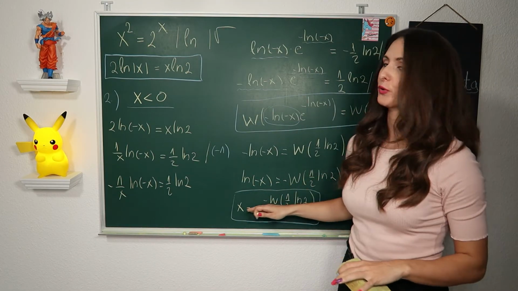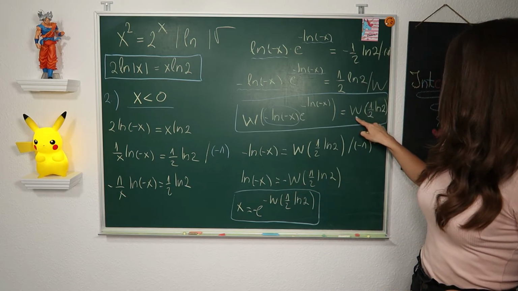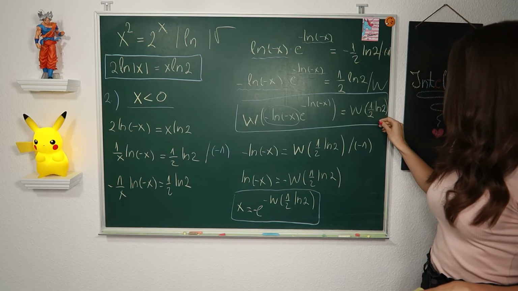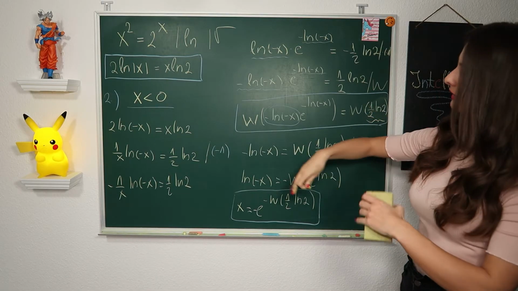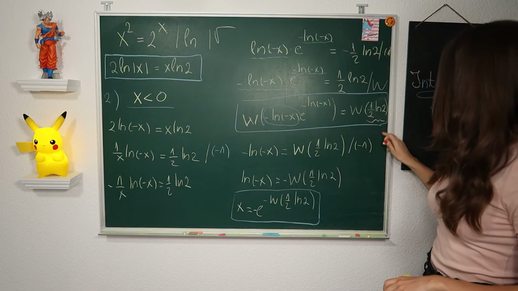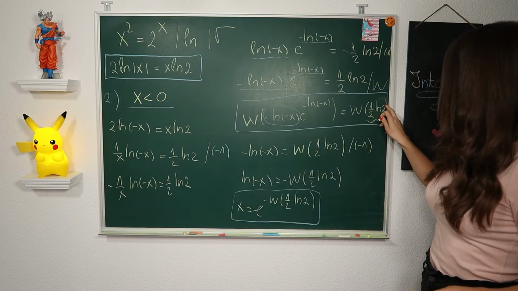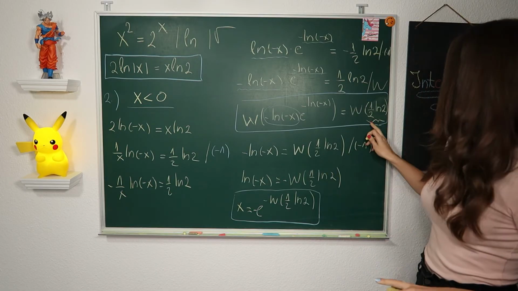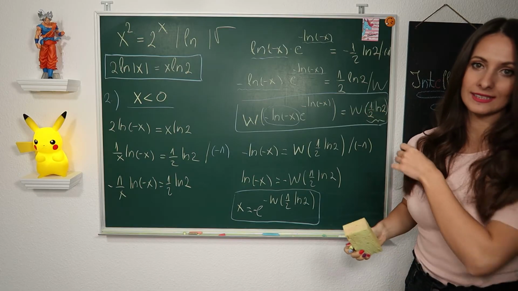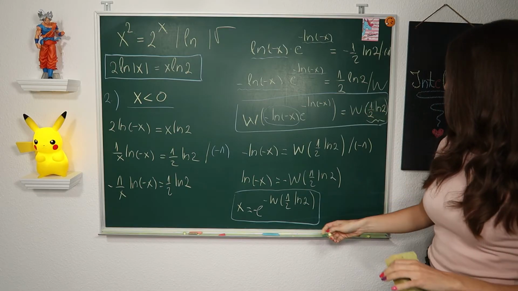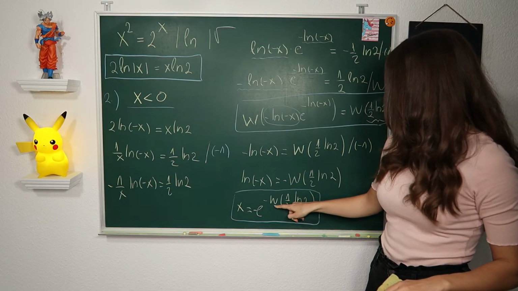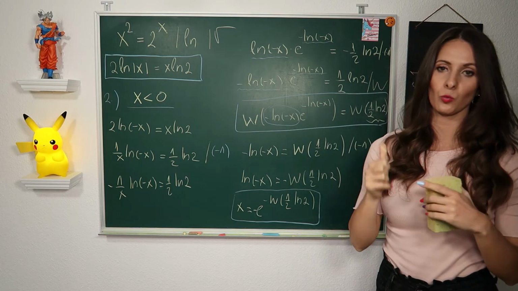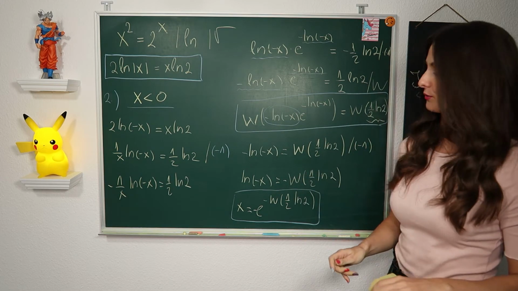Now, how many values should we get from here? Let's say this here once again. We have W of 1 over 2 ln 2, and we said in the previous case when x was greater than 0, if this is greater than 0, then we are going to get just one value. In this case, 1 over 2 ln 2 is greater than 0. That means we are going to get just one solution, and this solution is going to be for W sub 0. So always when you have one solution, it's always for W sub 0.